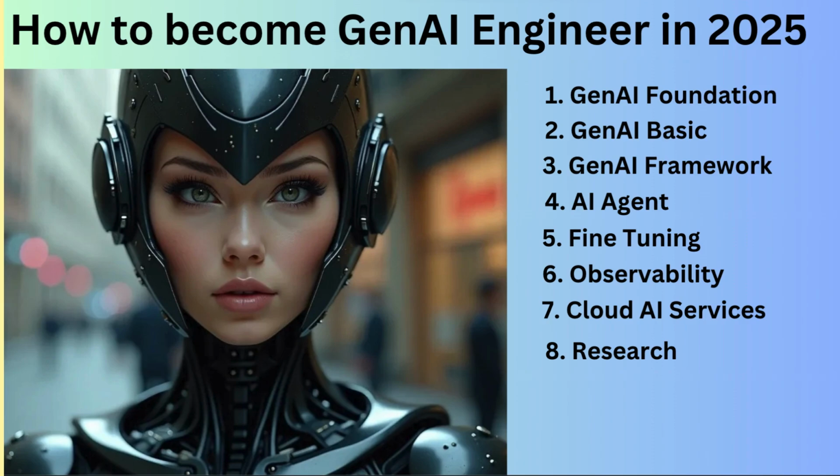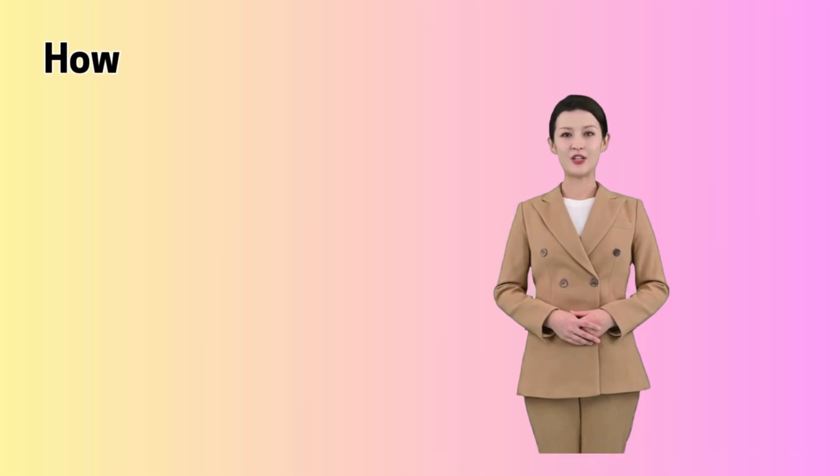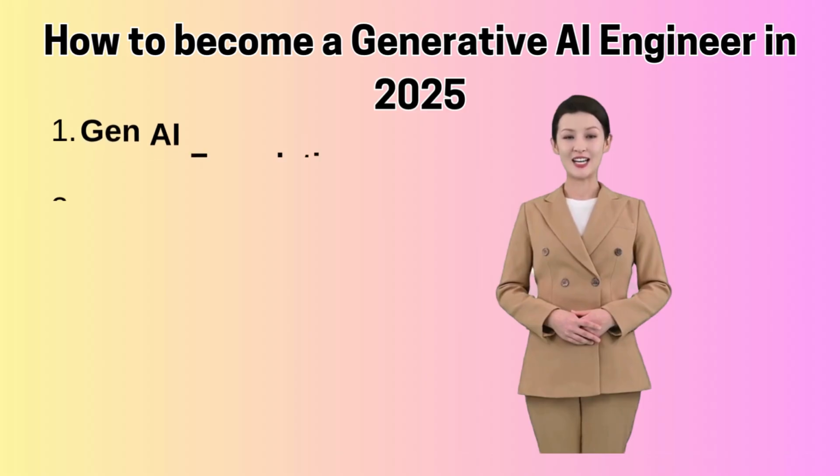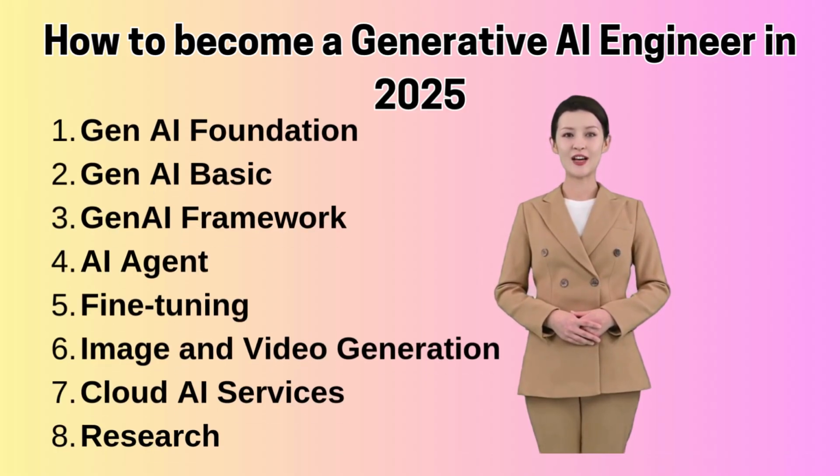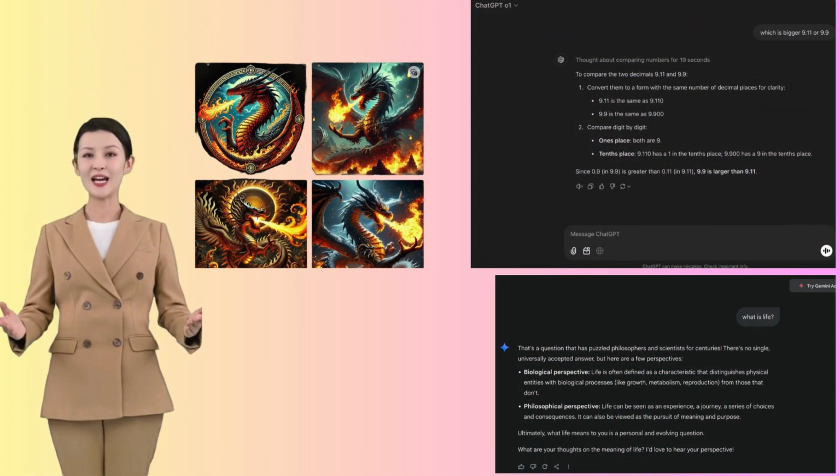How to become a generative AI engineer in 2025. The learning path to become a generative AI, GenAI, engineer can take just 3 to 12 months. You can start with free generative AI platforms like ChatGPT, Gemini, or Bing.